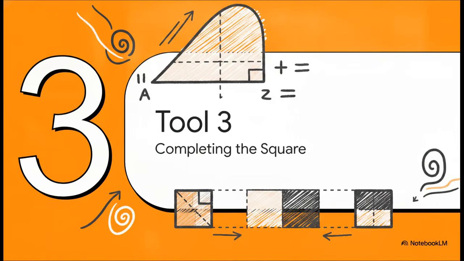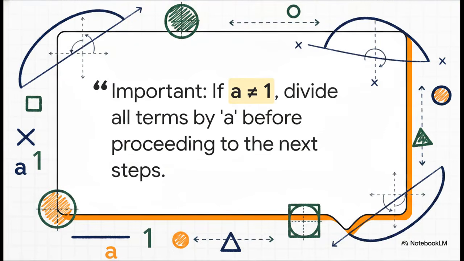Tool 3, completing the square. All right, time to escalate things. When an equation is in standard form, has all its required terms, but stubbornly refuses to factor nicely, we reach for completing the square. But watch out, because there is a massive algebraic trap right at the starting line. Our source provides a golden rule for this method. Important: if a does not equal 1, divide all terms by a before proceeding to the next steps.